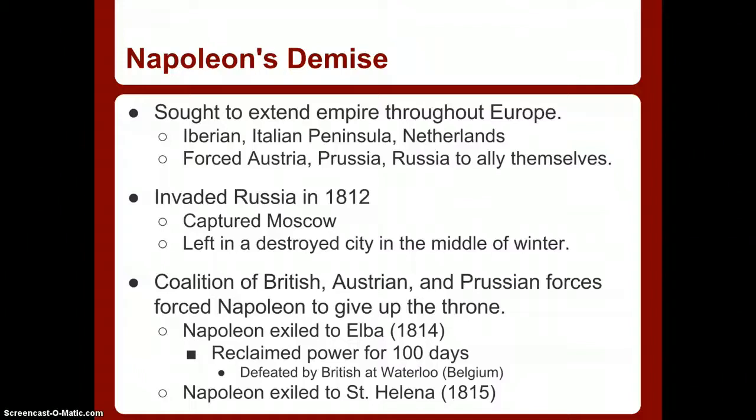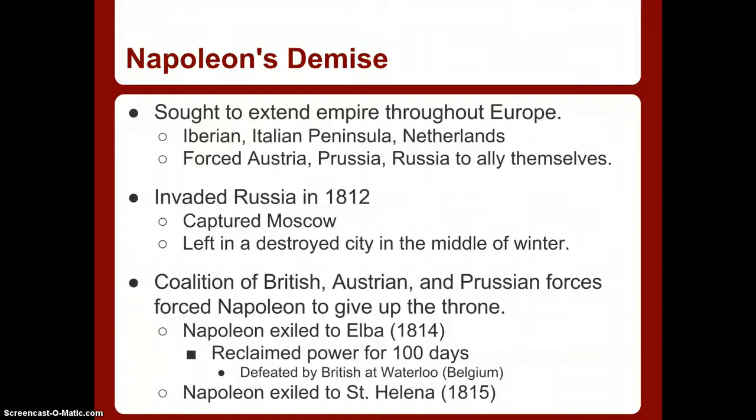Now, kind of what his undoing was when he invaded Russia in 1812. He's going to capture Moscow, but he left in a destroyed city in the middle of winter. This is going to deplete a lot of his forces and really kind of weaken his military. Very similar to what's going to happen to Nazi Germany in World War II. So the result, what we see, is a coalition of British, Austrian, Prussian forces that force Napoleon to give up the throne. They're going to exile him to a small island called Elba in 1814.